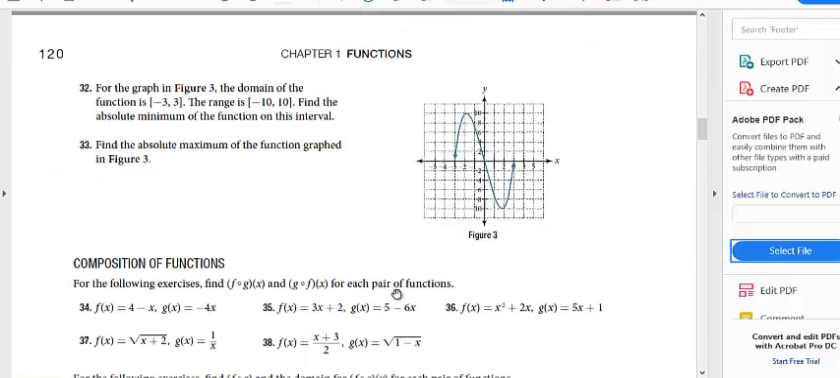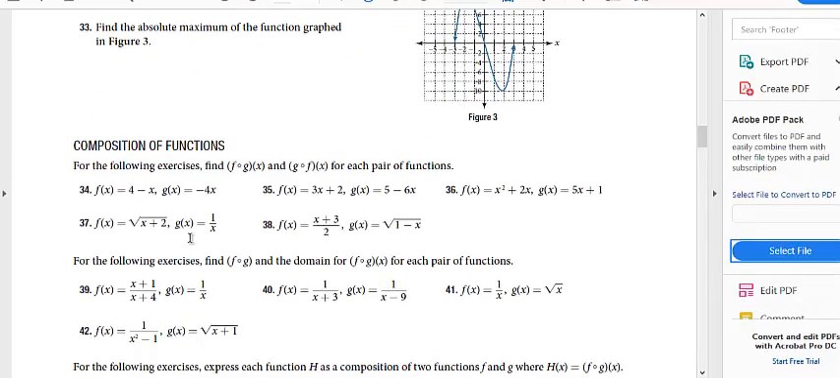Okay, next thing we're talking about is composite functions. So here, problems 35 and 36. It's these two, and we're doing f of g of x and g of f of x.